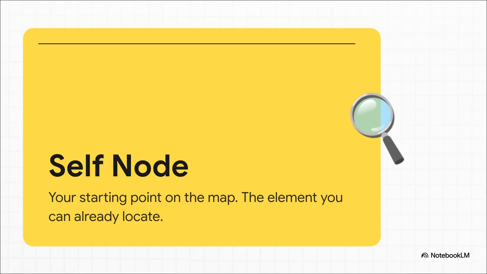Every journey needs a starting point, right? In XPath, we call this the self node. It's the one element you can find easily. It's our anchor, our "you are here" sign on the DOM map. And from here, we can go anywhere.